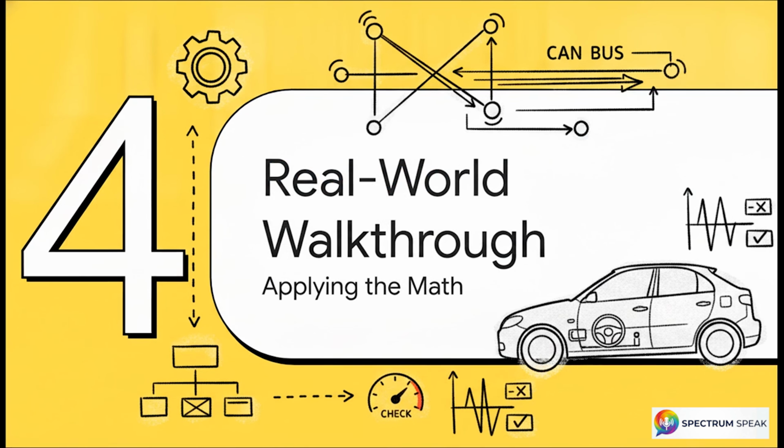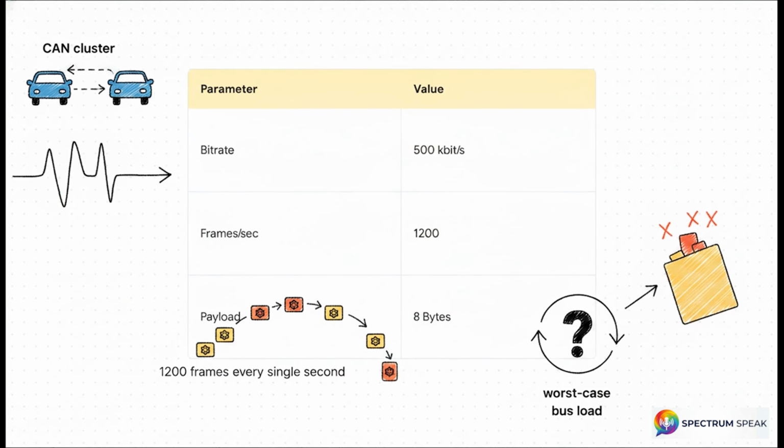Section 4, Real-World Walkthrough. Let's apply the math. Let's move from theory right into practice and tackle a practical engineering problem based strictly on Beispiel 1, from the source equations. We'll methodically set up our known variables. Let's say we have a CAN cluster running at a bit rate of 500 kilobits per second. Our system requires us to send 1,200 frames every single second, and each of those frames carries a maximum payload of 8 bytes. Our job, we need to find the worst-case bus load.